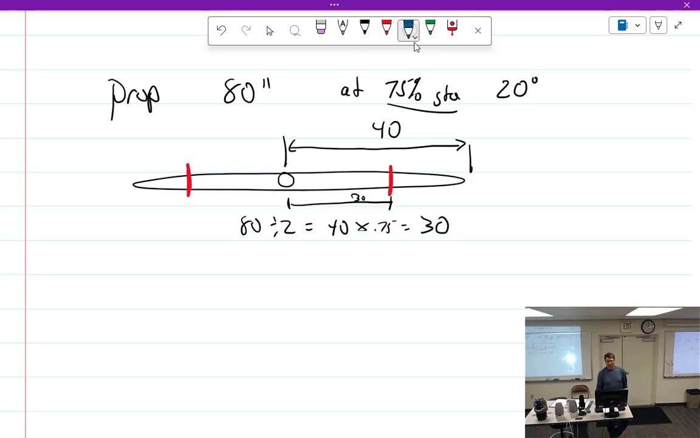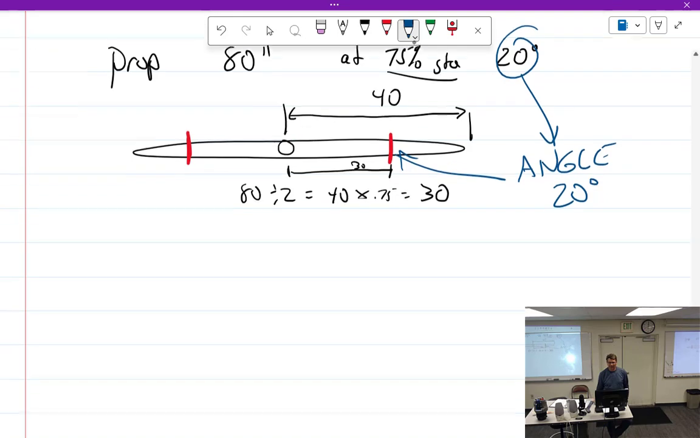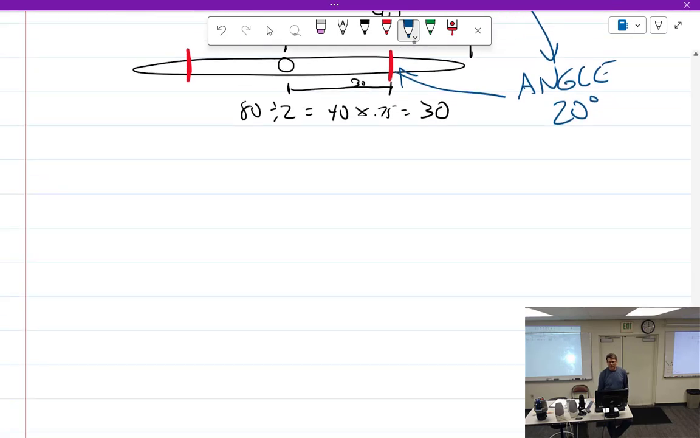What is the angle right there? 20. How do you know it's 20? Because I said so. Then you just got to plug it in. We know that the 75% station equals 30. The angle equals 20. Plug it in.